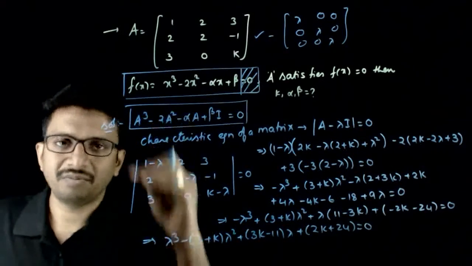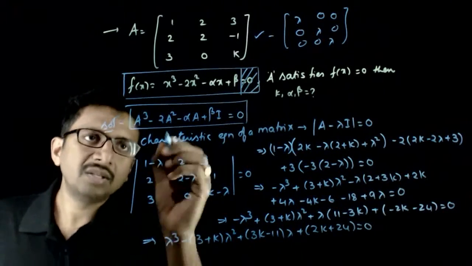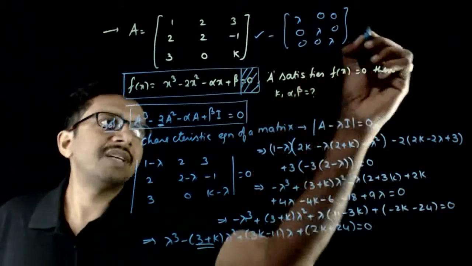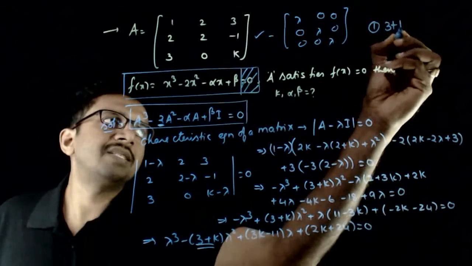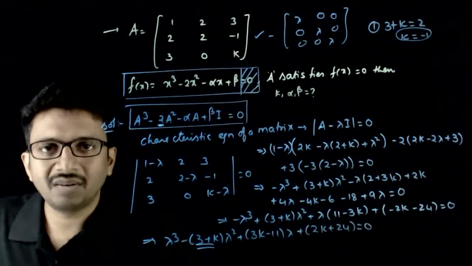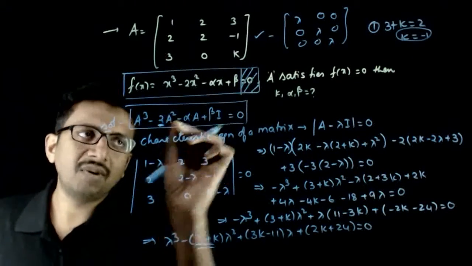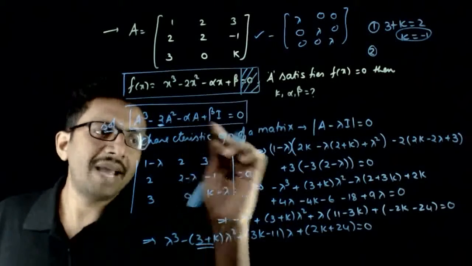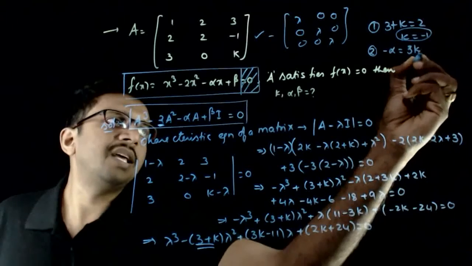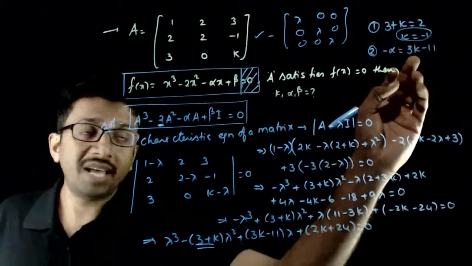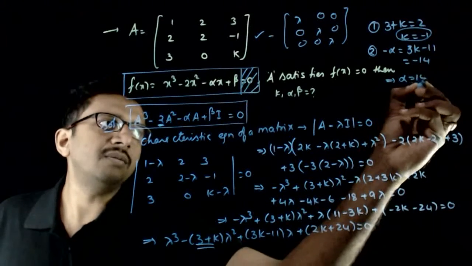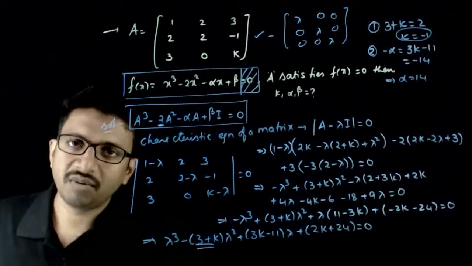Now if you compare these two, for A cube, lambda cube, 3 plus k has to be equal to 2 by comparison. So the first equation is 3 plus k equal to 2, so k is equal to minus 1. Once you get k equal to minus 1, the second equation is minus alpha is equal to 3k minus 11. That is, if you put k equal to minus 1, it is minus 14. So alpha is equal to 14.